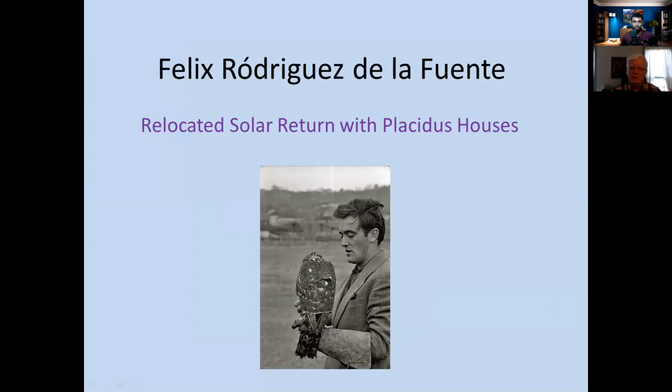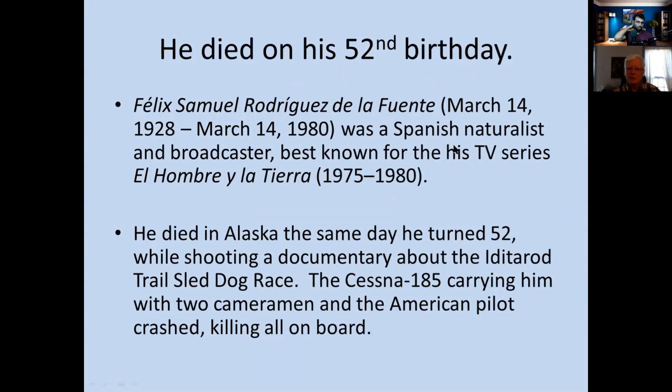Okay. Now this is a guy who's famous in Spain, maybe not the rest of the world. I picked this chart because he died on his 52nd birthday. So that's a very interesting occurrence to begin with. He was a naturalist who had a TV show that was very popular. He was born in 1928, died in 1980 on his 52nd birthday. So he died on the day of his solar return. So I thought that would be interesting to look at.